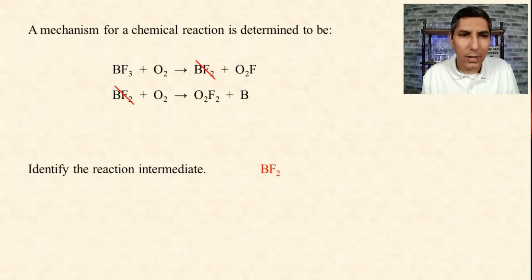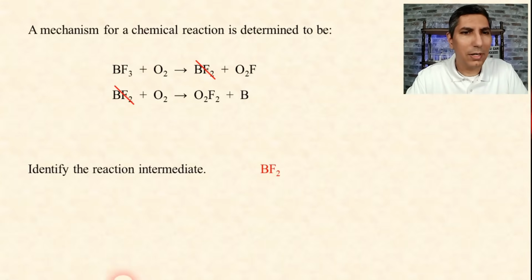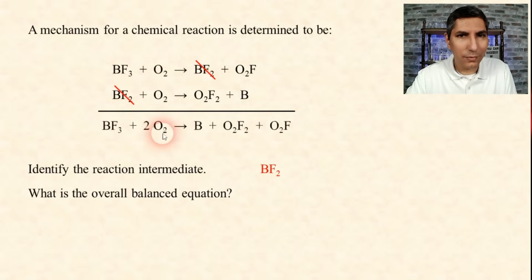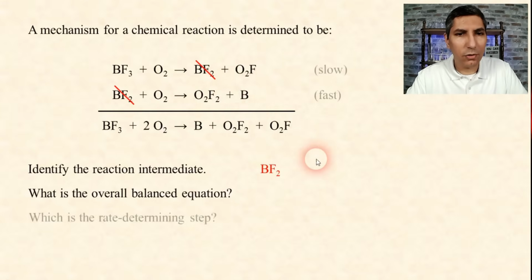It's essentially used up about as fast as it's produced. And so this is kind of hard to isolate and to measure very easily. Now, what's the overall balanced equation? Well, this is the point where you just have to add those two together. So we have BF3 plus 2 O2s get us boron plus O2F2 plus O2F. And so there's the overall balanced equation.